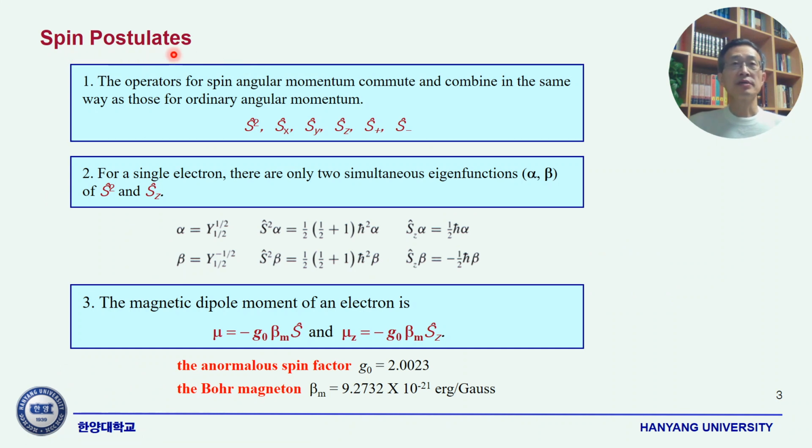So spin is another set of postulates in quantum mechanics. Any observable in classical mechanics or in physical phenomena corresponds to an operator. In this case, spin phenomena require a spin operator. That's the way we developed this idea. So the operator for spin is the spin angular momentum.